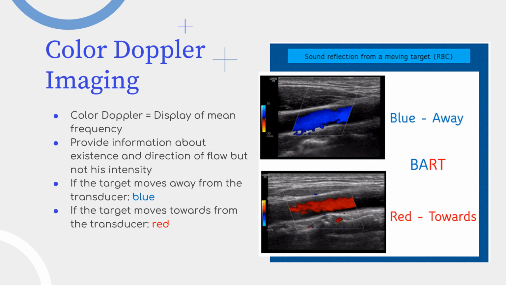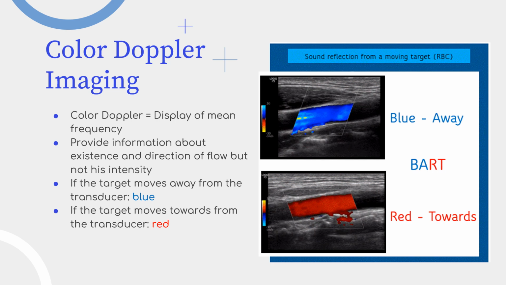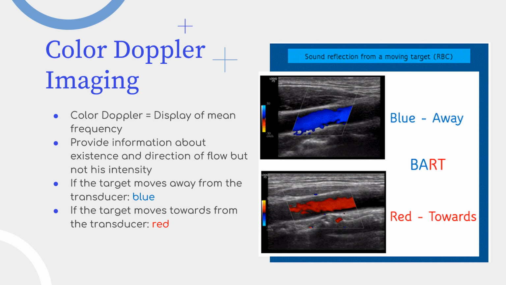This allows us to use color Doppler information to quickly appreciate hemodynamic events occurring in the region of interest in a qualitative manner, such as existence of flow, direction of flow, but not intensity flow.